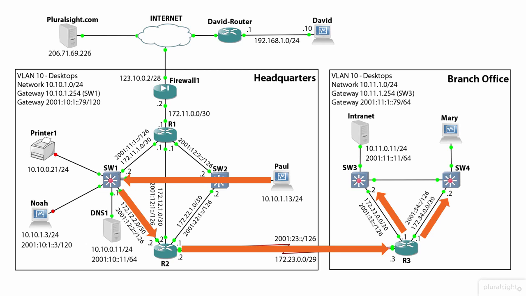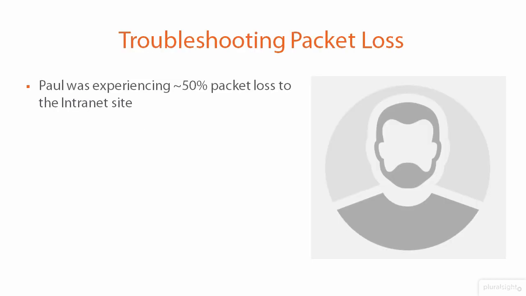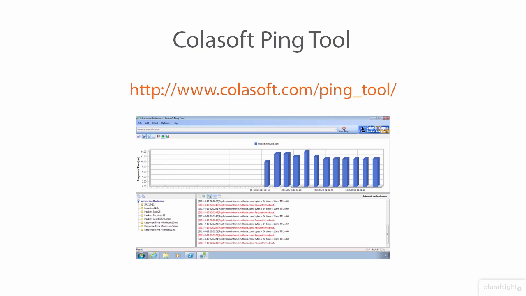So we've definitely isolated the problem to a layer 3 issue, but as yet we don't know the cause. But before we get too far ahead, let's take a step back and review what we've done so far with Paul's problem. Initially, we observed that Paul was experiencing 50% packet loss while pinging the intranet site. We used the Colasoft ping tool to visualize the packet loss and ping response times from Paul's computer to the intranet site. Ping tool is a great tool for when you're dealing with a network latency issue or when you just want to monitor performance over a period of time.